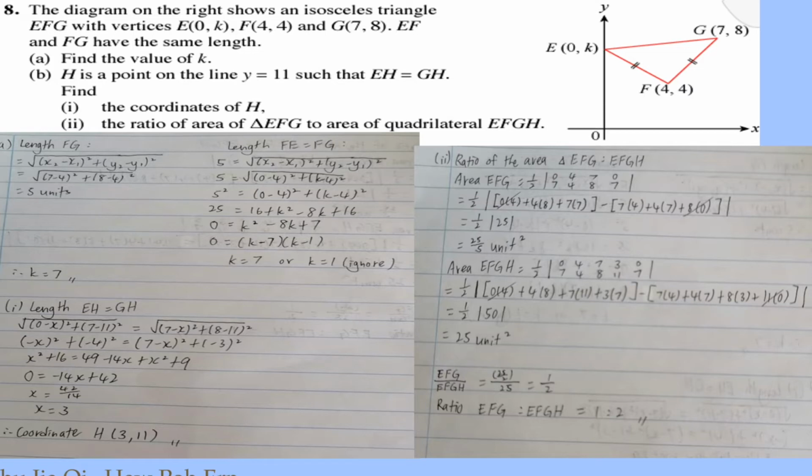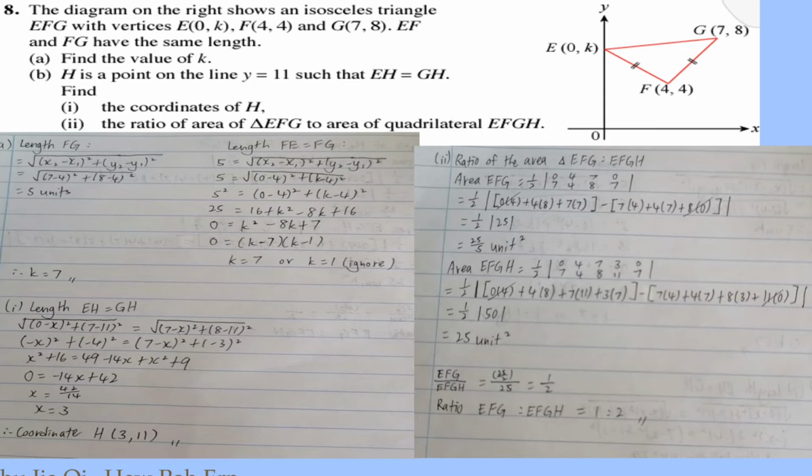Why did you reject the other answer? Because the graph is drawn on the higher position. Yeah, very good. You can answer me. It's logical based on the diagram. The k should be more than 4. So she rejected k equal to 1. Okay, good. Then, next.